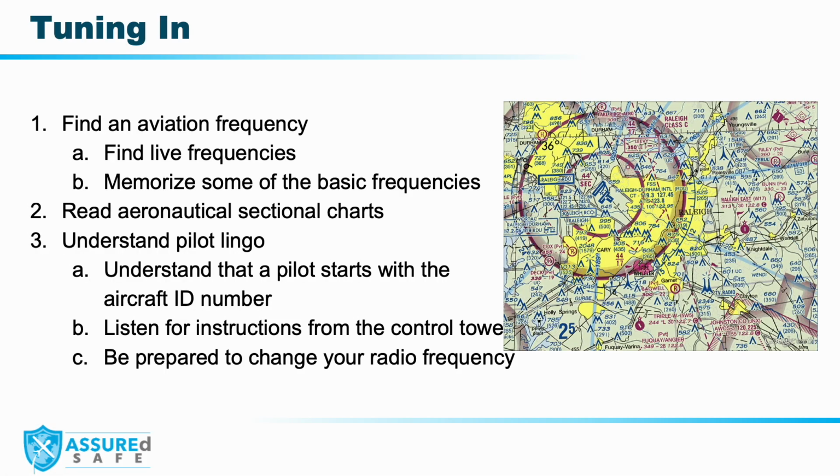Tuning in means finding an aviation frequency. You need to find live frequencies. Memorize some of the basic frequencies, for instance, the local CTAF frequency, or the weather frequency of the airport you typically fly near. Make sure you know how to read aeronautical sectional charts. And finally, understand pilot lingo. Understand that a pilot starts with the aircraft ID number. Listen for instructions from the control tower and be prepared to change your radio frequency. You should also have a good understanding of the phonetic alphabet.